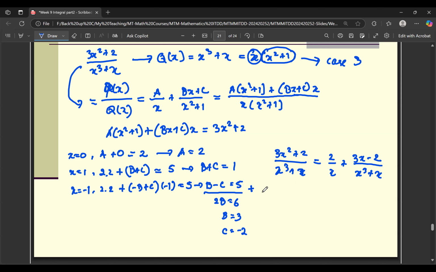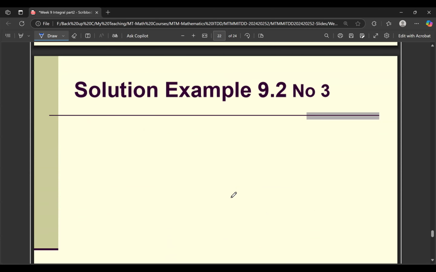Next. Oh, sorry. It should be square, not cube here. Here, x squared plus 1. Okay, after we get it, the integral can be replaced by the integral of 3x squared plus 2 divided by x cubed plus x dx.